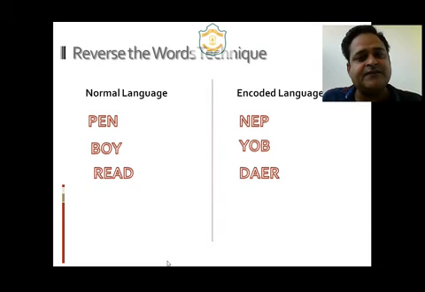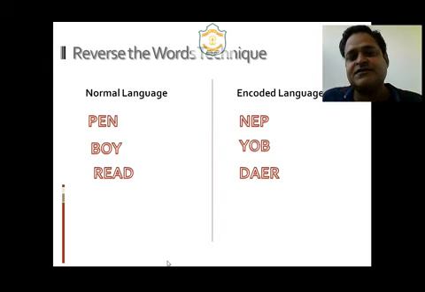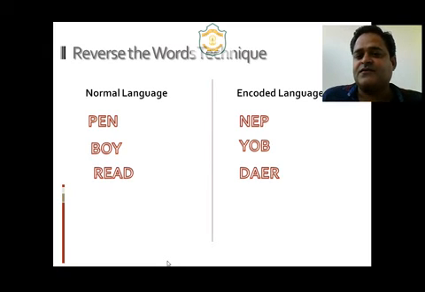Similarly the second letter, similarly the third letter. We have to write in the reverse method. As we write PEN, so we should write from the last, NEP. Similarly there is another example, boy. As boy is written BOY, in the encoded or reversed form, how do we write? Y will come first, then O, then B, starting from the last letter and ending with the first letter. So this is called the reverse words technique.